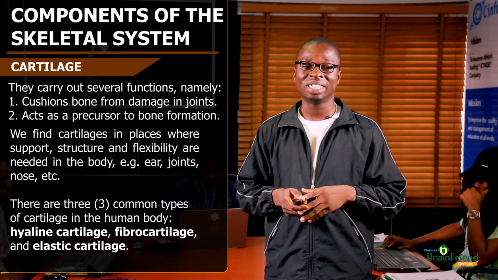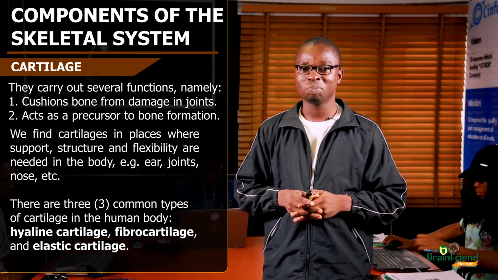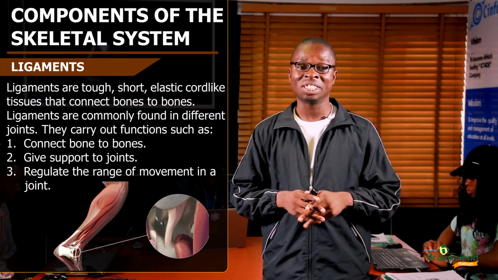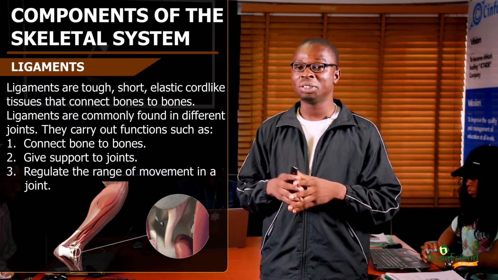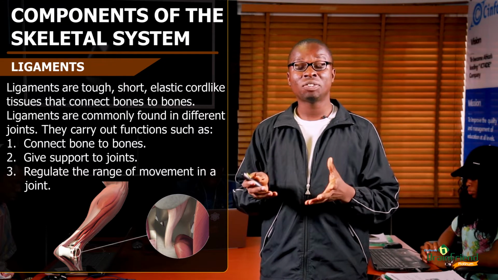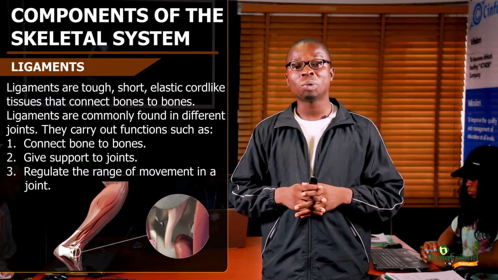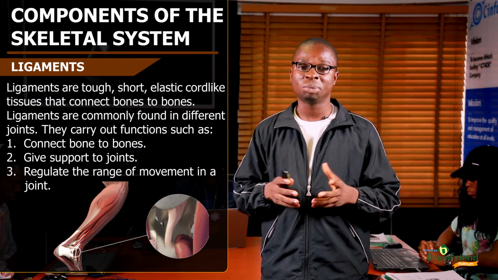Let's move forward to the next component of interest, which are the ligaments. Ligaments are tough, short, and elastic tissues that connect bones to bones. They are commonly found in different joints. They carry out several functions such as connecting bones to bones, giving support to the joints, and regulating the range of movements possible in each joint.